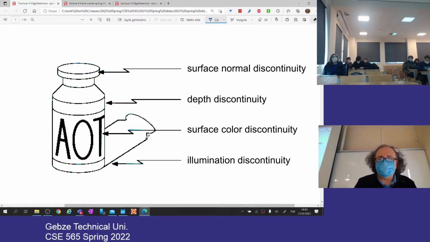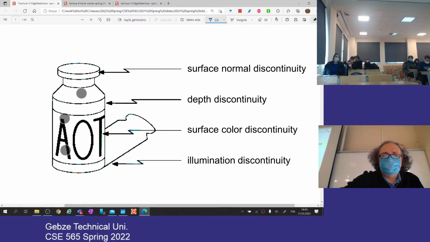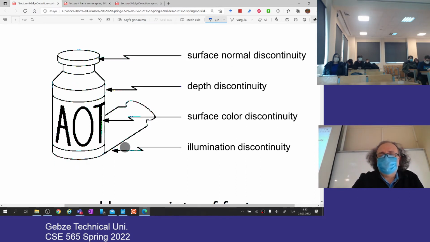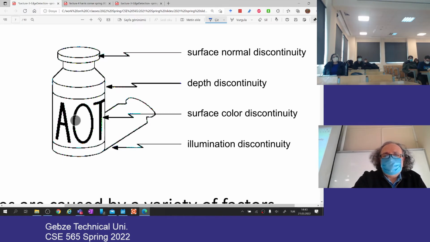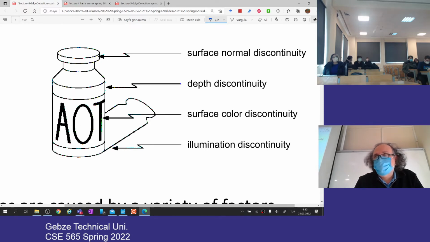For example, this is the shadow of the bottle, right? This bottle has a shadow on the table like that. So you will say there is a sudden change of intensity around this place, the illumination discontinuity, we call it. It doesn't show you any boundary of the object, but it's the boundary of the shadow. Shadow is not an object, but I will get an edge there. Around these writings, around these letters, you will see edges. They don't correspond to any objects, but they are just the changes in color, surface color discontinuity.